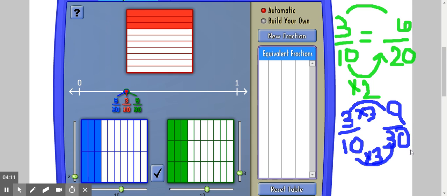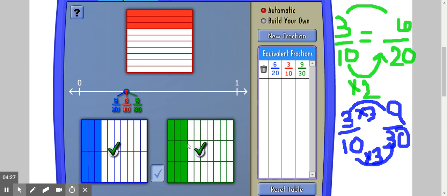Remember that the denominator, the bottom number, is how many total pieces you need to make the whole. Then the numerator is how many are shaded in. And a lot of times in the word problems, it's how many you ate or how many you have left, depending on the question. Then you're going to click the check mark right here, and it's going to tell you if you're right or wrong. And then it's going to make these equivalent fractions right here. Okay. So again, that is the purpose.